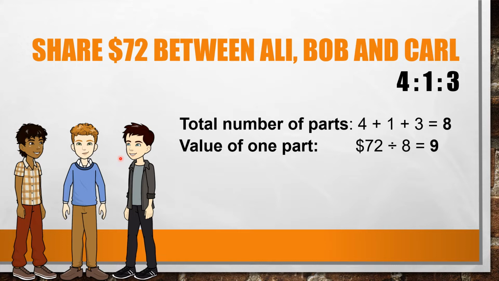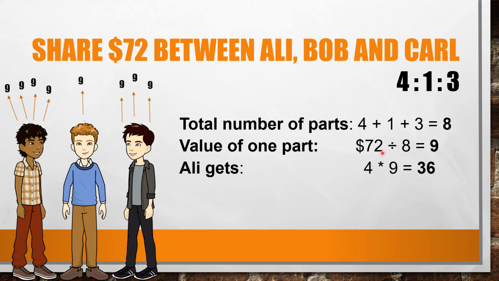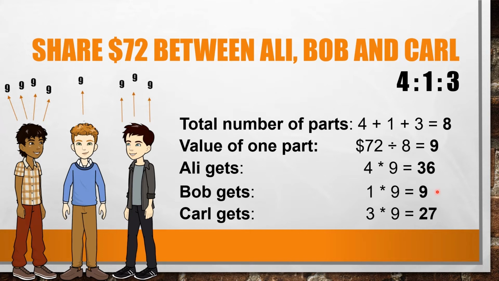So as I said earlier, Ollie has 4 parts, and each part's value is $9. Bob has 1 part, and it's the same value of each part. And lastly, Carl has 3 parts. So now we know what each boy gets. So Ollie gets 4 multiplied by 9, $36. Bob gets 1 multiplied by 9, $9. And Carl gets 3 multiplied by 9, $27. Now if you want to recheck your answer, you can add this up and you should get $72.